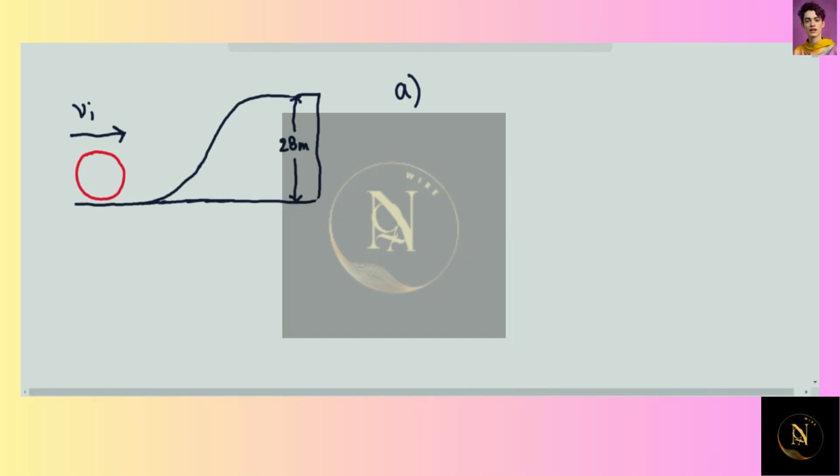Hi there. So for this problem, we need to determine how far from the foot of the cliff a ball lands and how fast it is moving just before it lands. So we are going to determine this distance that we call d and the speed of the ball just before it lands. So we need the final velocity and also the distance d.